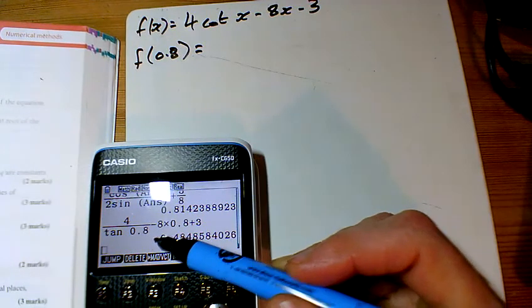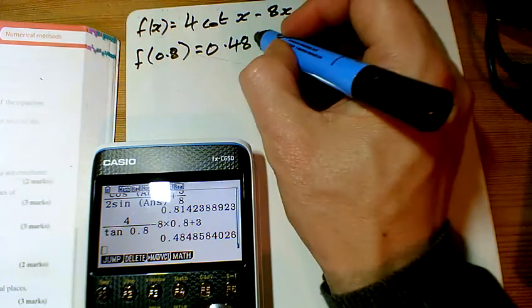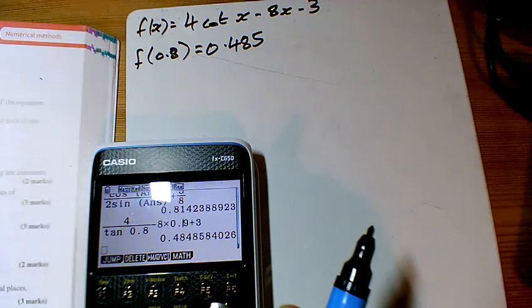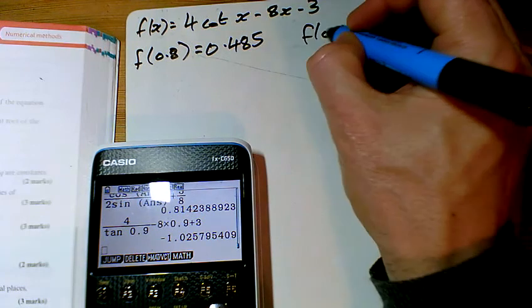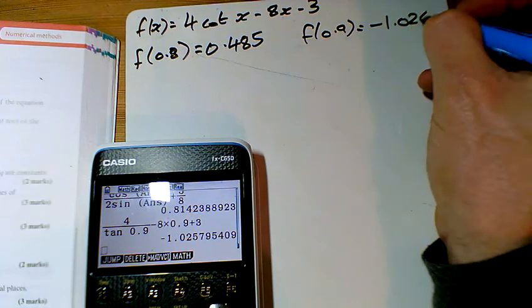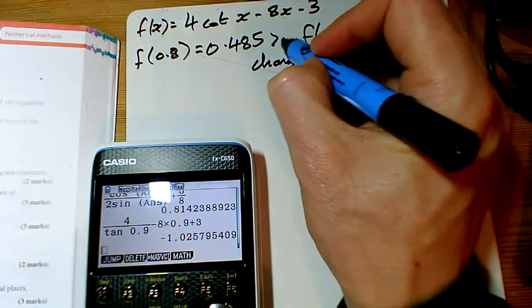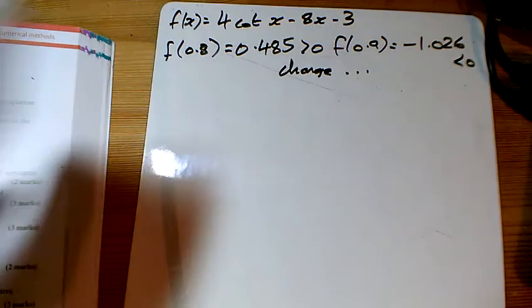I put a tan on the bottom and the 0.8, and that gives me 0.485. Now I'm just going to go back and replay that whole line and just change it to a 9. So just change that to a 9 and change that one to a 9. And this time it gives me f of 0.9 is minus 1.026. Change of sign, therefore root. So that one's greater than 0, that one's less than 0. Off we go like usual.